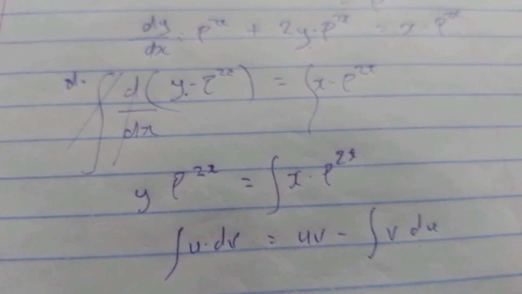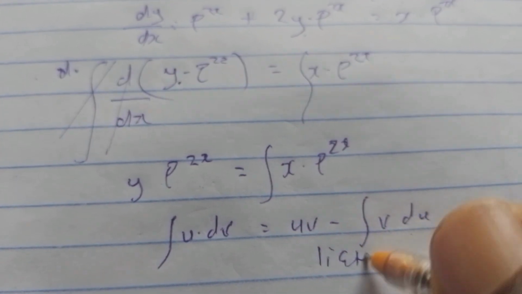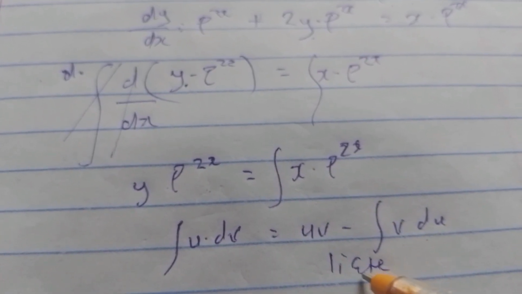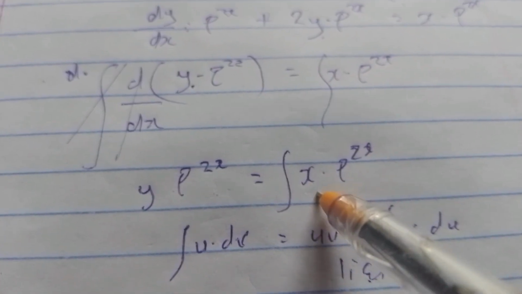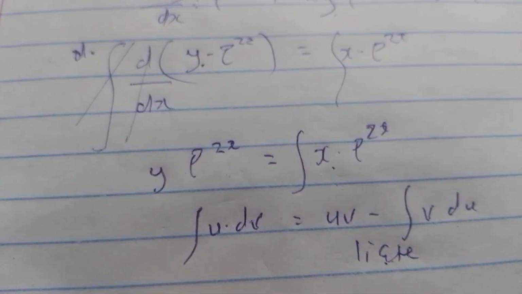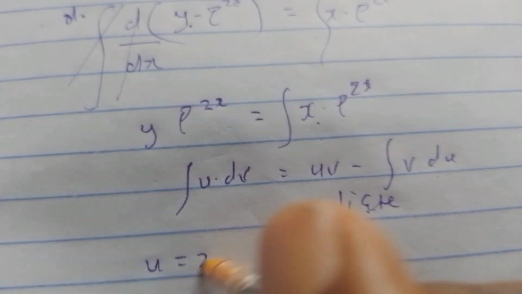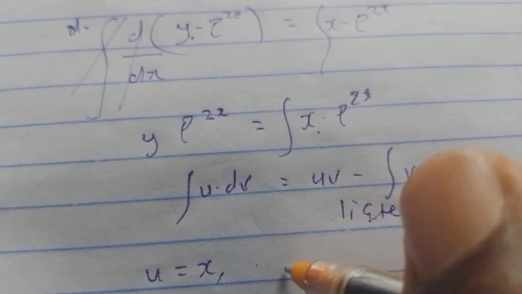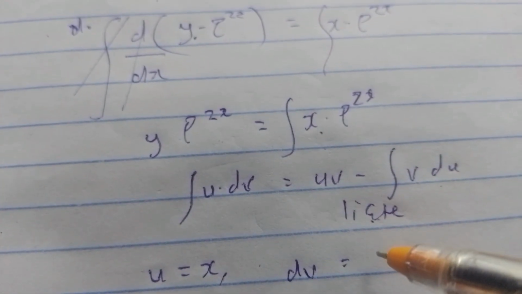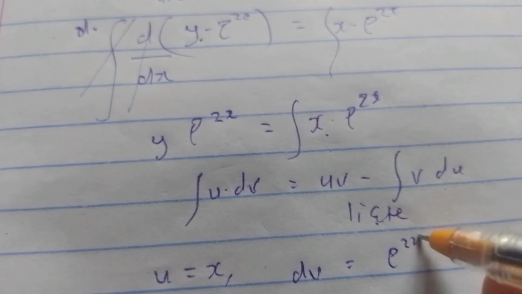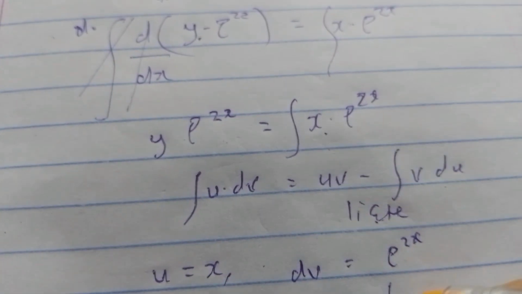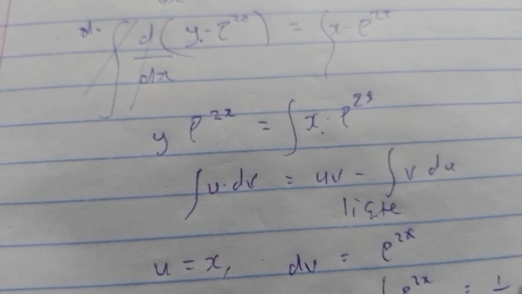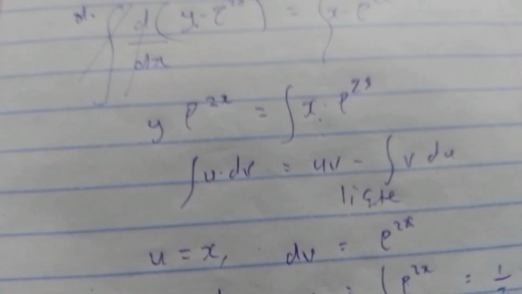Right? So using the formula, we can determine what our u value will be first. Using the arithmetic, our u will be this. So we can say that our u is x, our du is equal to dx, our dv is exponential 2x, our v is the integral of exponential 2x, which is equal to 1 over 2 times exponential 2x.